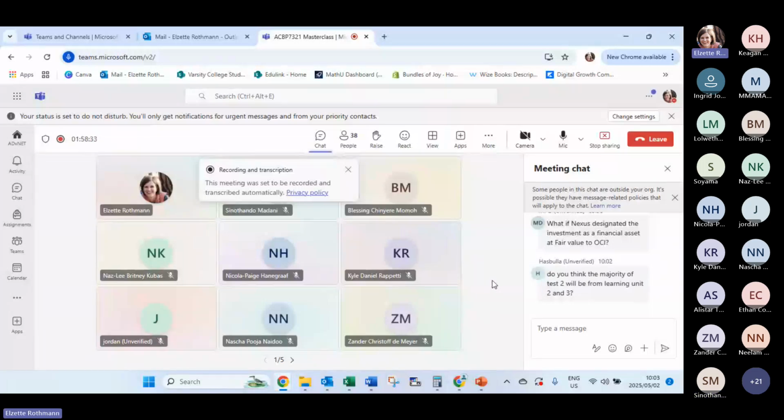Okay, so there's a question. Do you think the majority of test 2 will be from learning unit 2 and 3? Yes, definitely. Okay, they will definitely focus on learning unit 2 and 3. Okay, any other questions?